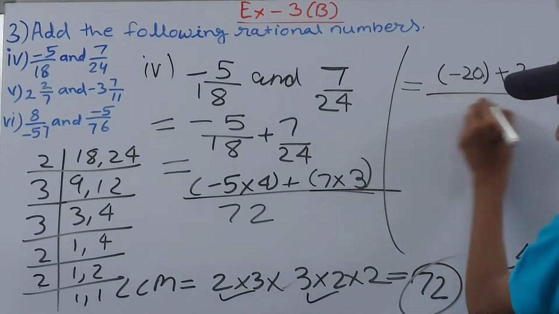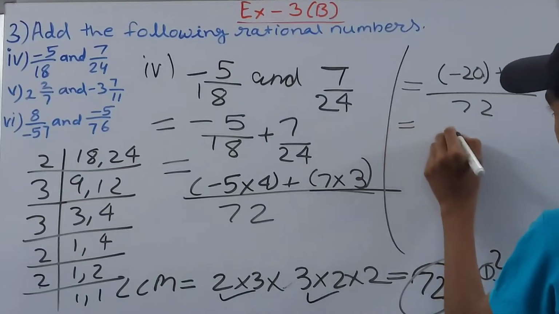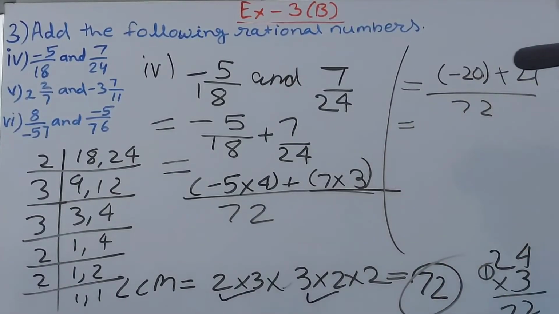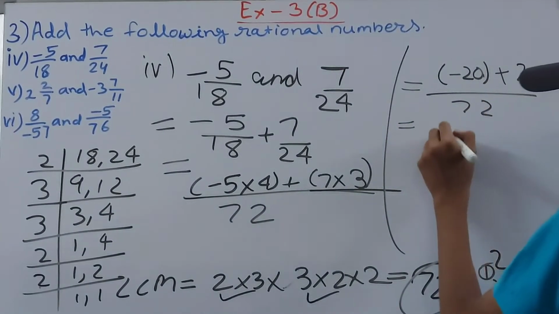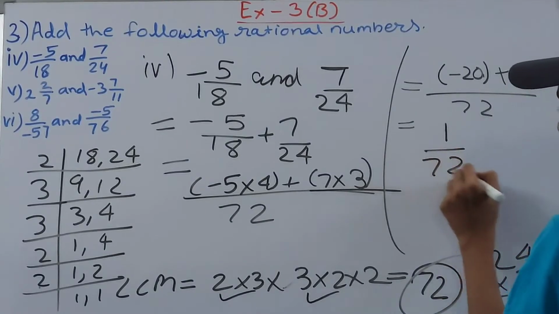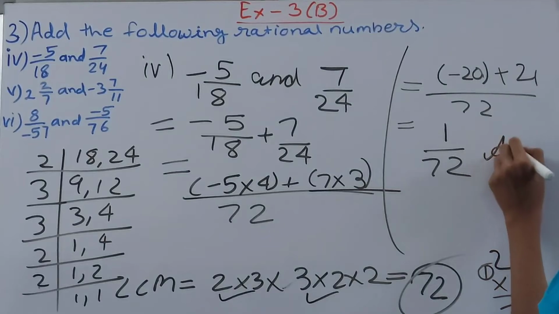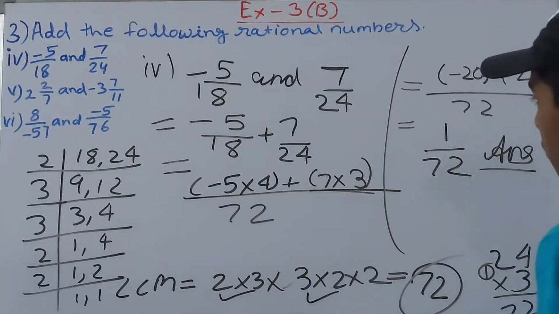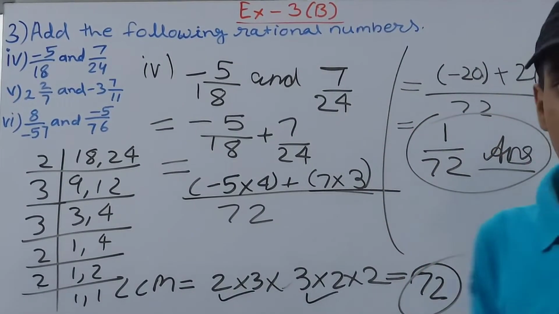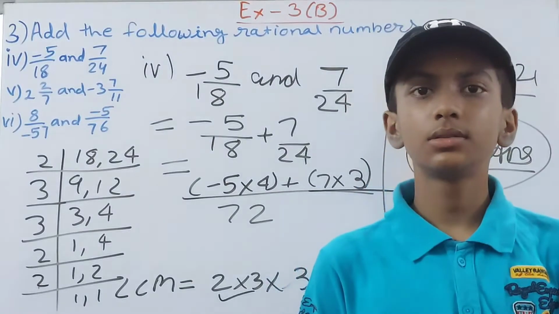Now we open the brackets. So what will we get here? Minus 20 plus 21. We will solve them, find the difference. That will be 1 upon 72. And which sign? Plus sign only, right? So this becomes our answer. That is 1 upon 72. Now let's move on to the next part.